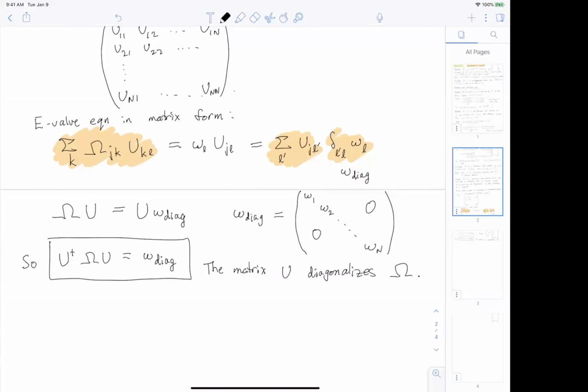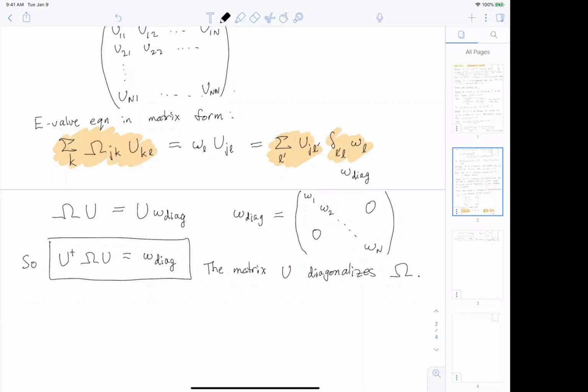Okay, so again, just to review, what did we do? We said, let's say we know what the eigenvalues and eigenvectors are of omega. We constructed this matrix U out of them. And that gave us this boxed equation, which tells us how to make a diagonal version of omega, omega diag, out of omega itself.